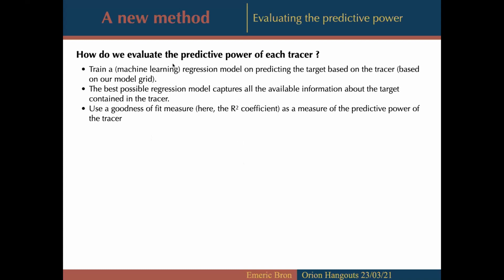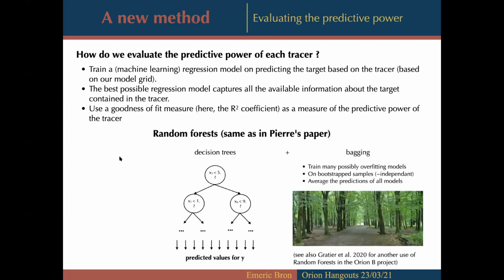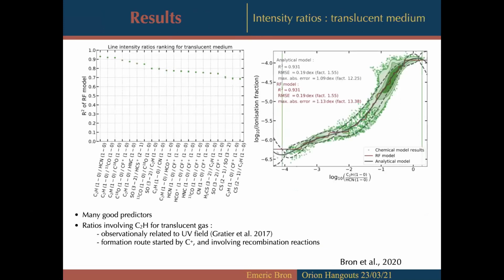And here for our machine learning regression model, exactly as in Pierre's paper, we use random forests because they provide a rather flexible model, so that we will be able to reach maybe not the optimal regression model, but pretty close to the optimal regression model, and at the same time is sufficiently lightweight so that we can train it fast on a moderate size dataset. So let's move to the results.